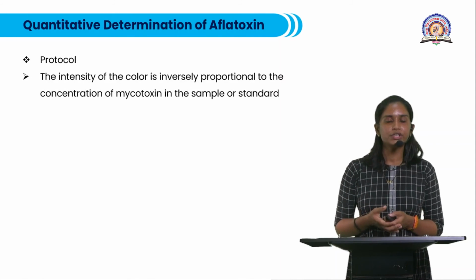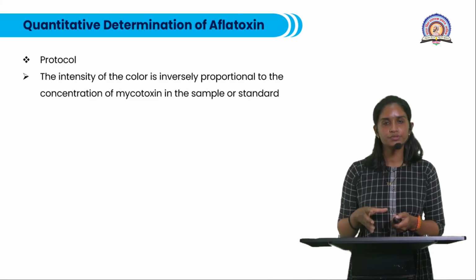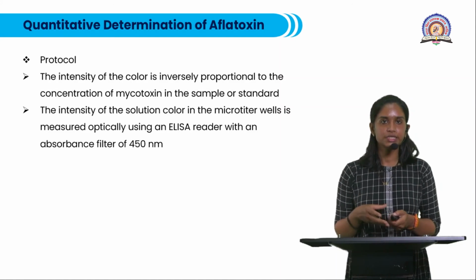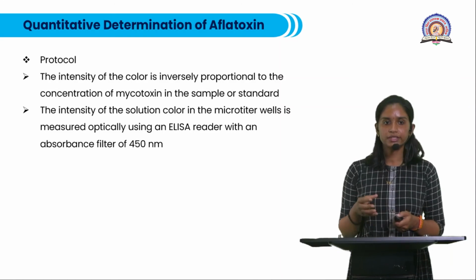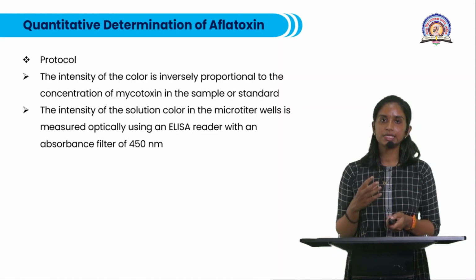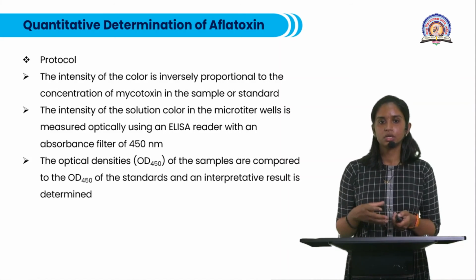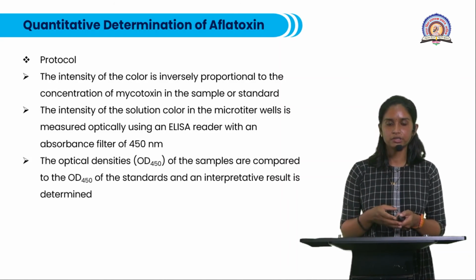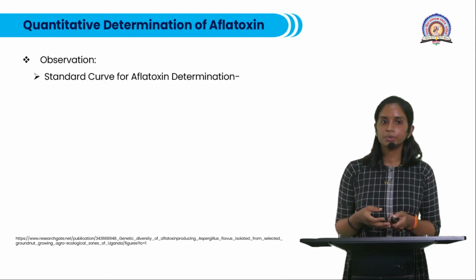Then the intensity of color that you will observe will be inversely proportional to the concentration of mycotoxin in the sample. Now, how will you measure this intensity? This intensity can be measured using an ELISA reader at the absorbance filter 450 nanometer. Now, 450 nanometer is the lambda max for this aflatoxin. So, these optical densities of the sample can now be compared with these optical densities of standards and the result can be determined.